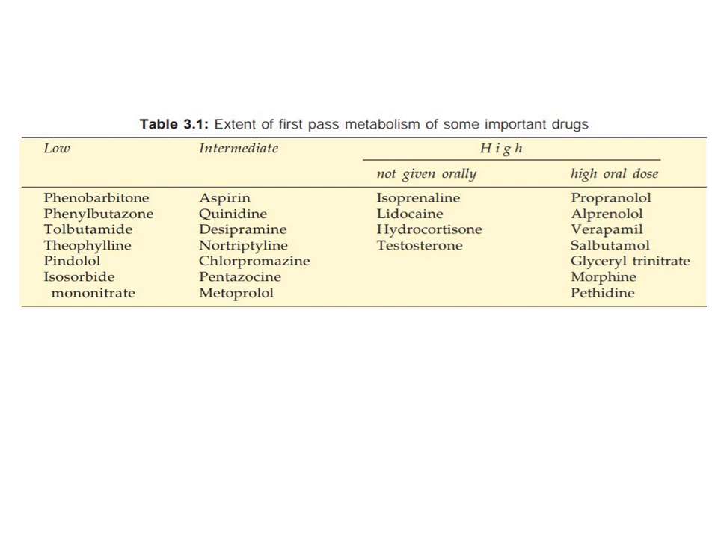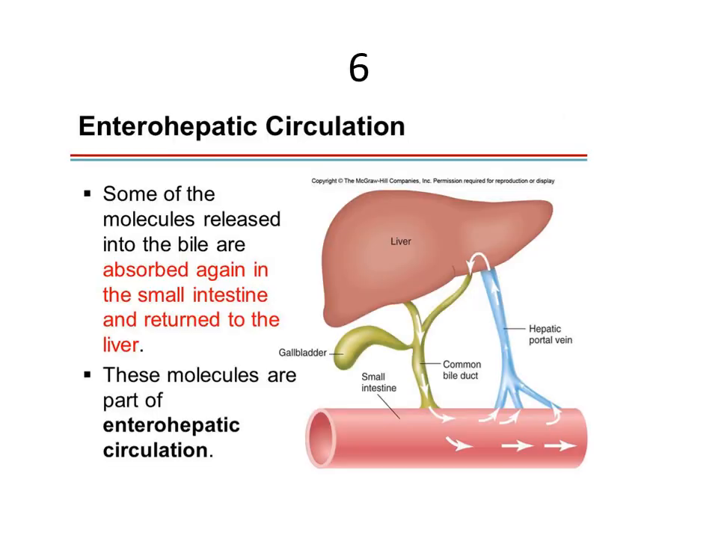But those drugs which undergo extensive first pass metabolism, some of them should not be given orally, like lidocaine, hydrocortisone or testosterone. And those, if they need to be given orally, have to be given in a very high concentration because most of them undergo first pass elimination, like morphine, pethidine, salbutamol, etc.